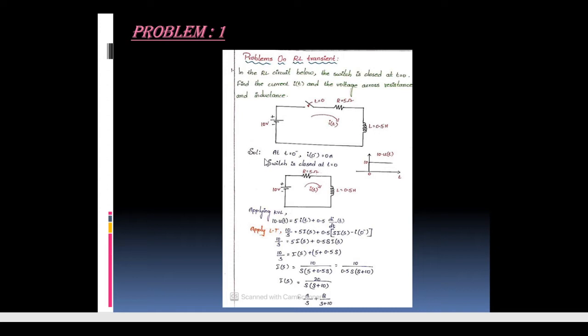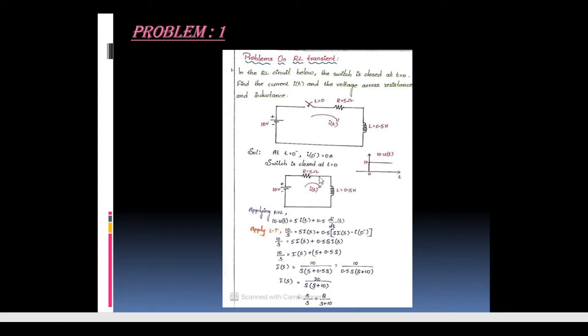Now whenever you start with a solution, you have to consider the initial condition. So at t equal to 0 minus, that is I of 0 minus, that is when the switch is open, there will not be any current flow, so we can write it as 0 amps. When the switch is closed at t equal to 0, it becomes a closed circuit. Then you'll have this I of t, that is the current will flow inside the loop.